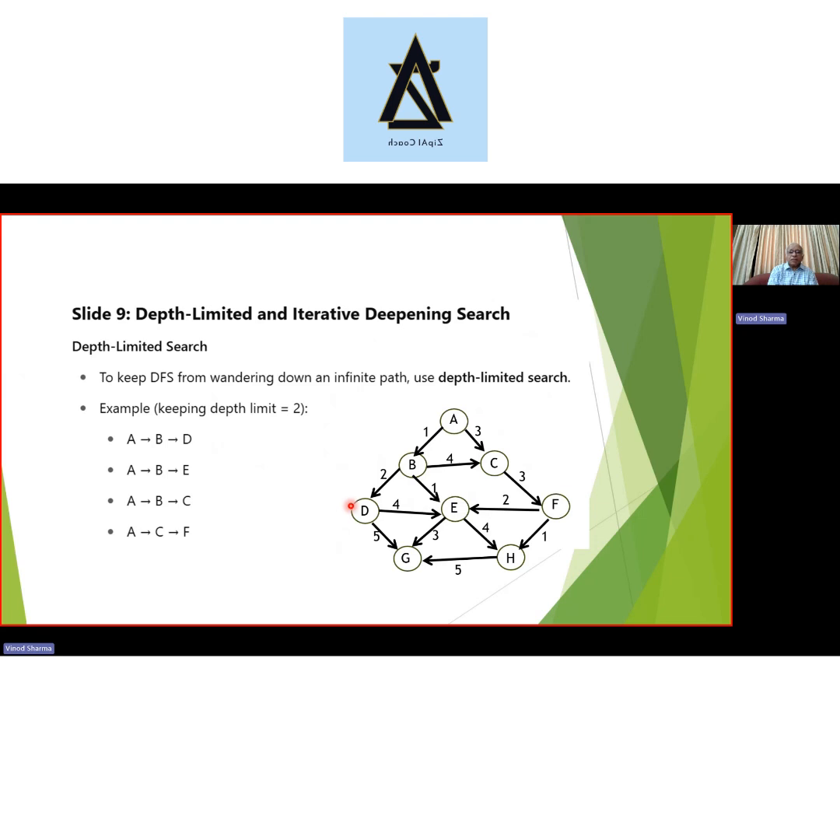Once we have reached this depth, you can choose to go to E because that also has the same depth. You will do that, but you will not go to G. Once you reach E, you will not go to G because G is at depth 3. Similarly, even H is at depth 3. Therefore, after that, you get stuck. You will not reach the goal.